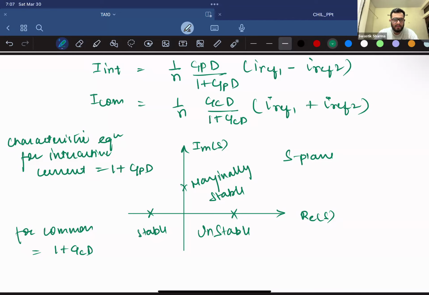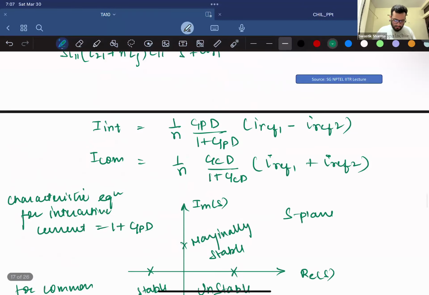Hmm, my bad. I just wrote... Okay. So the pole should not be on the right hand side. It should be on the left hand side. I stand corrected.